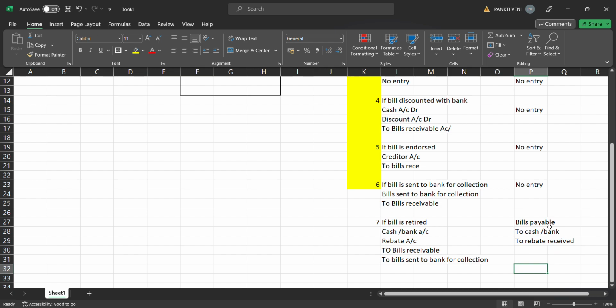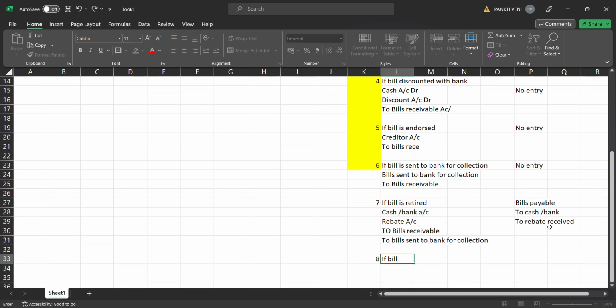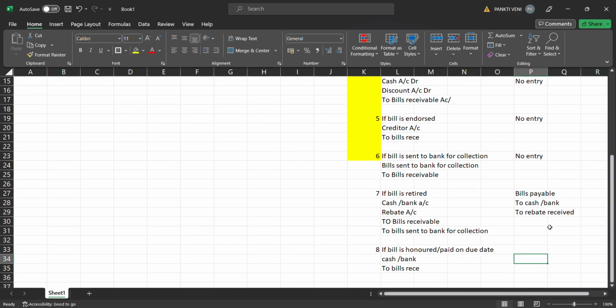One more is if the bill is honored or paid on due date. So on due date, the drawer is receiving cash or bank debit, to bills receivable, normal entry. Here he is making payment. So bills payable debit, to cash or bank. Credit what goes out. Cash or bank is going out.